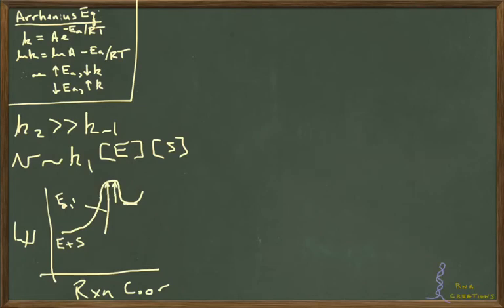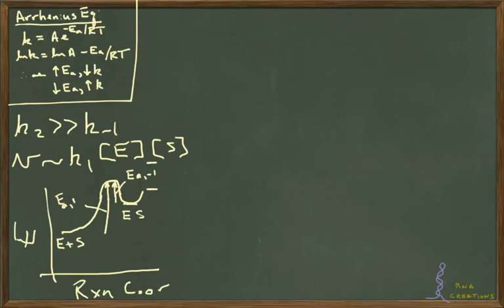Right, if this is the activation energy for going forward, here ES, then this must be the activation energy for going back. Okay, so now I have a choice with this guy. I can stop him here, or I could have him go all the way up there.